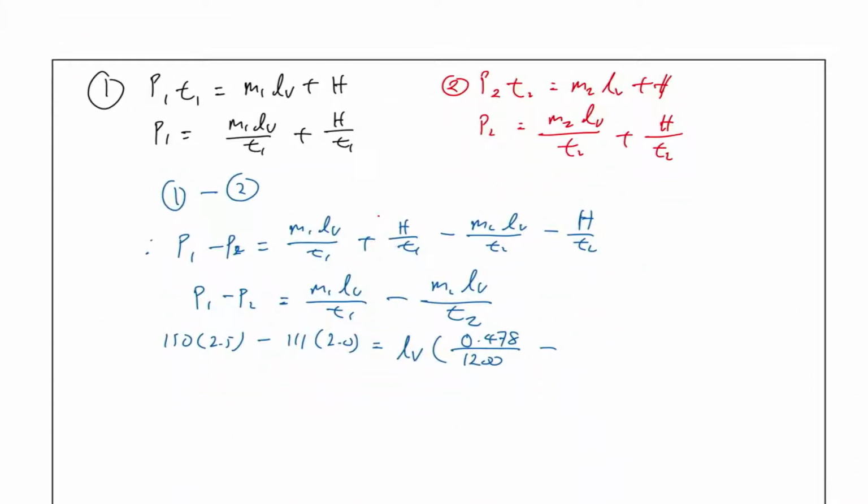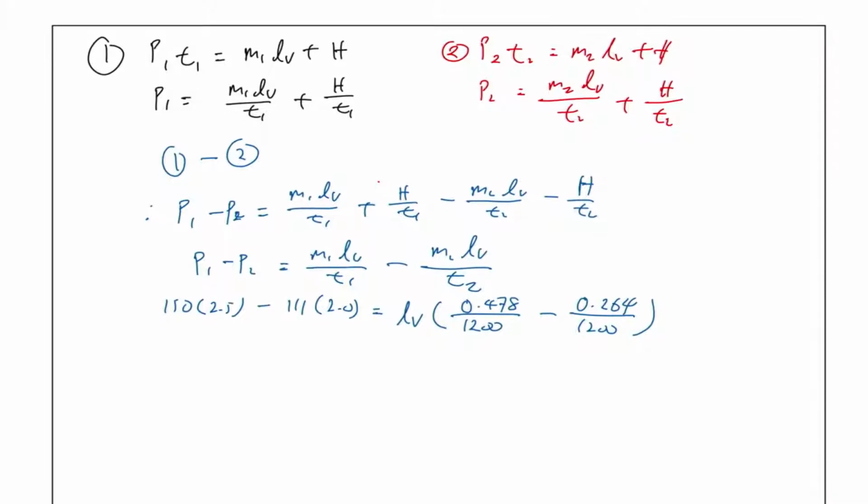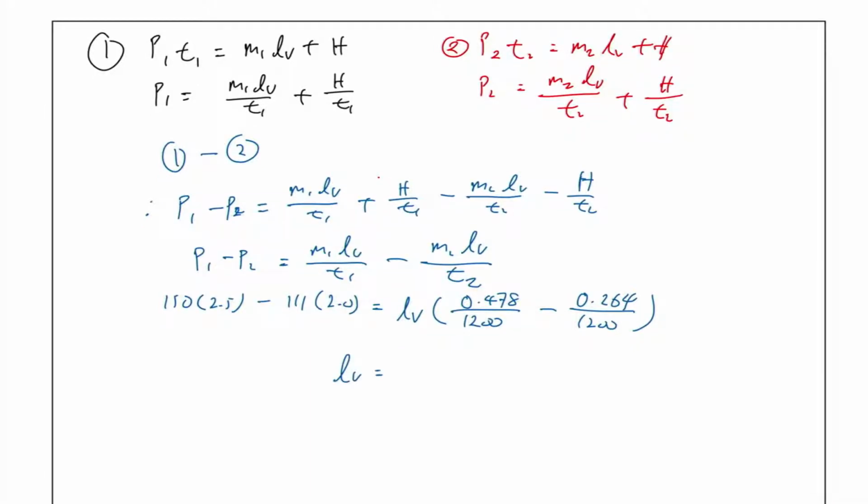So 0.264 over the same 1,200. If you do it this way, you get LV to be equal to 8.58 times 10 to the power 5 joules per kg.